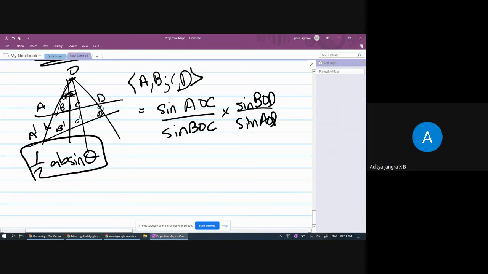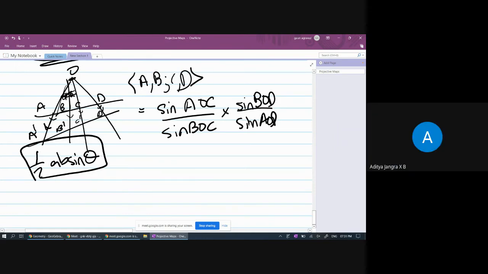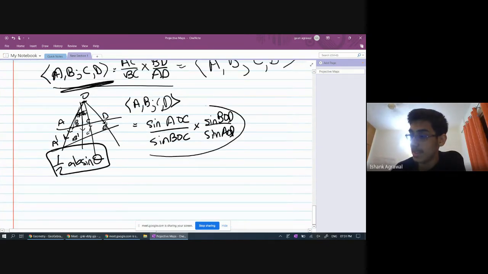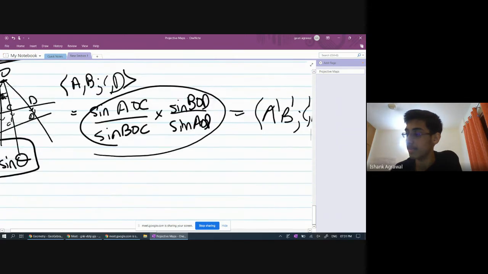Does that make sense? Yeah. Okay. So once we get this invariant, this thing is the same for A dash, B dash, C dash, and D dash. So then this becomes A dash, B dash, C dash, D dash.